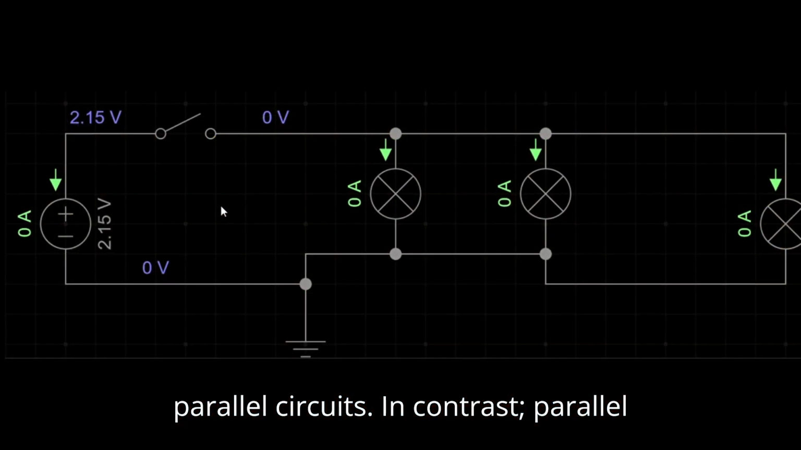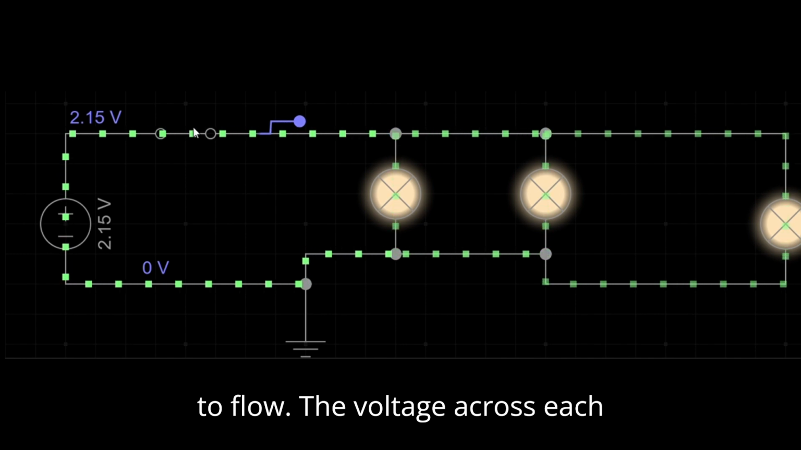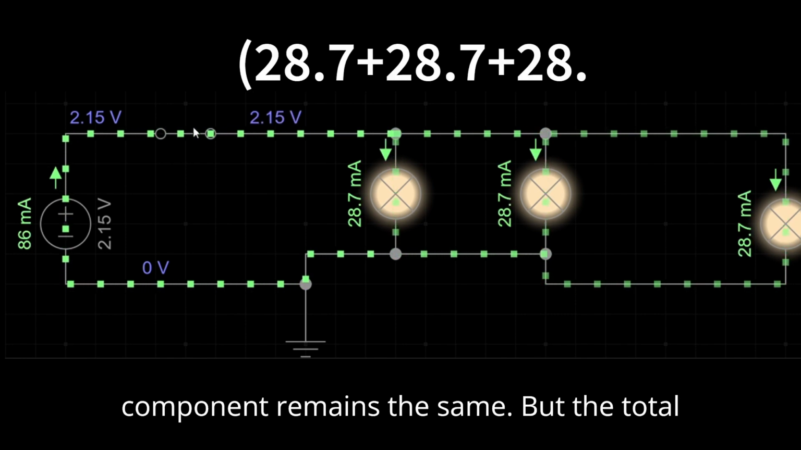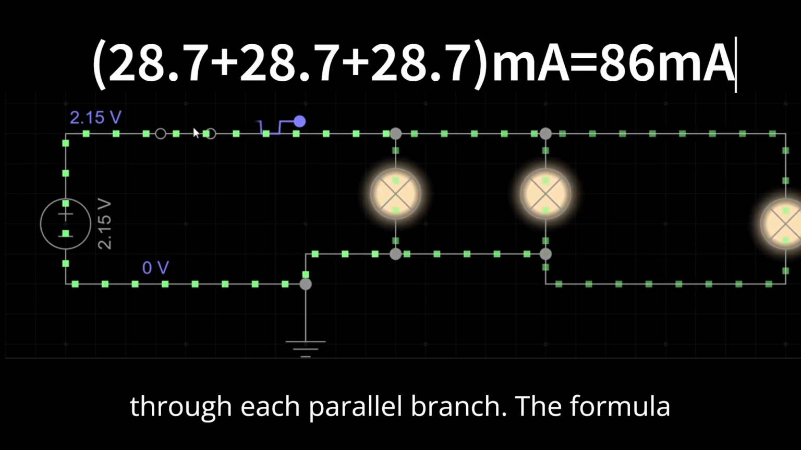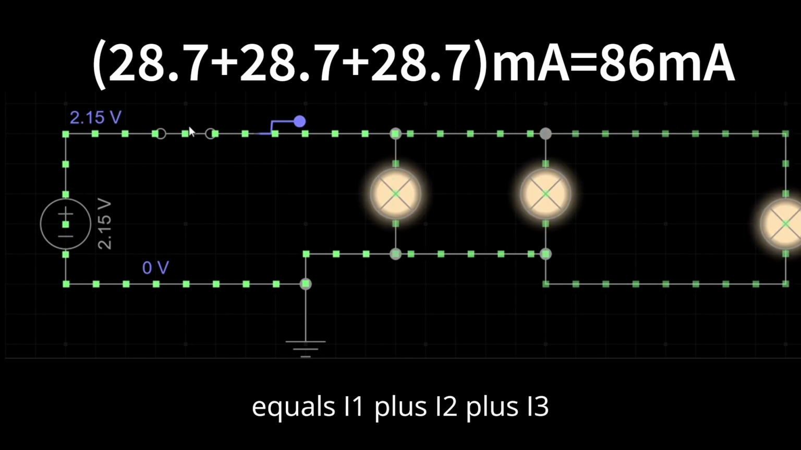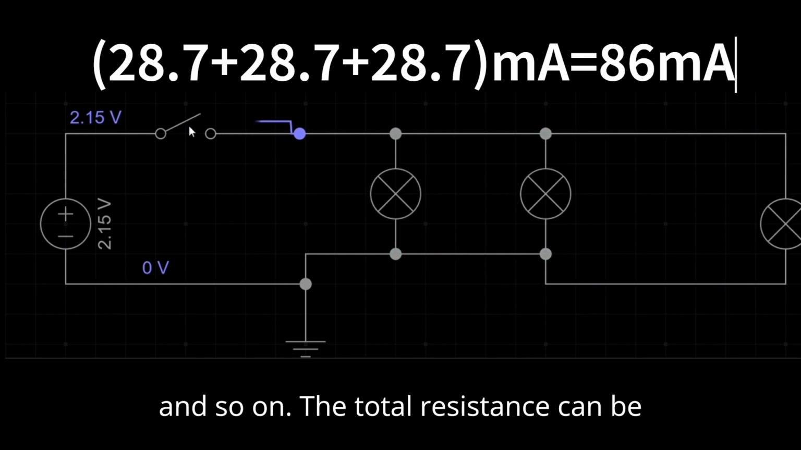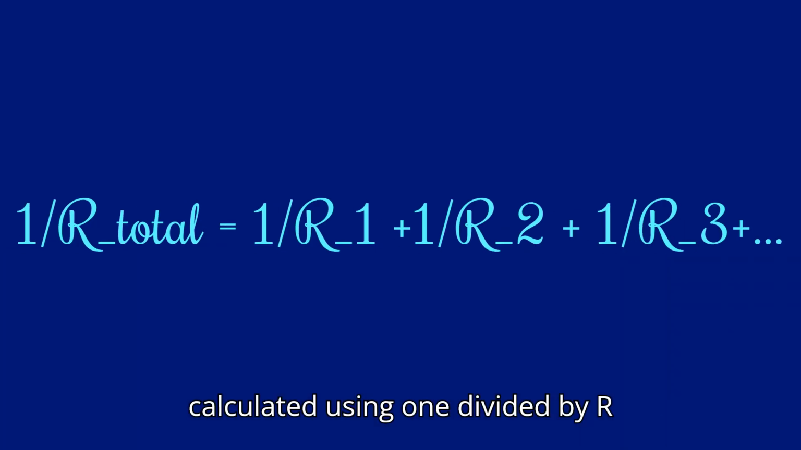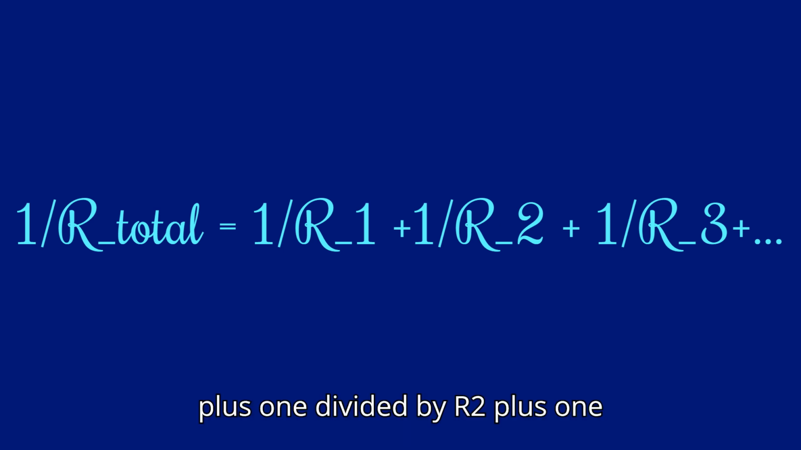Number 2, parallel circuits. In contrast, parallel circuits allow multiple paths for current to flow. The voltage across each component remains the same, but the total current is the sum of the currents through each parallel branch. The formula here is total current I equals I1 plus I2 plus I3, and so on. The total resistance can be calculated using 1 divided by R total equals 1 divided by R1 plus 1 divided by R2 plus 1 divided by R3, and so on.